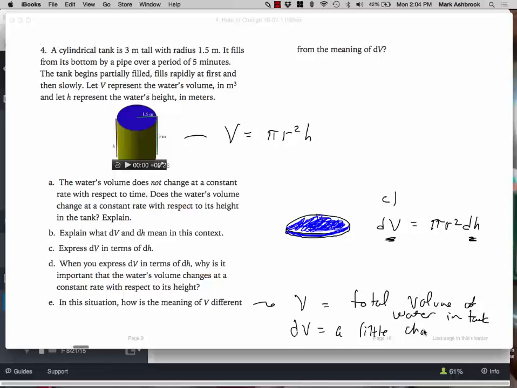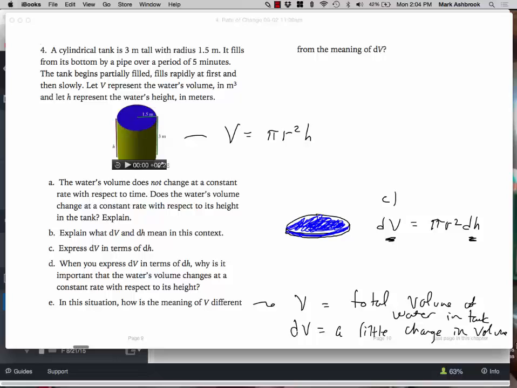Any questions on number 4? Can you ask a question if I lost you, or did I hit on the difficulty in this? Yes, please. What's the difference in the meaning of V versus dV? So differential is what we call it. So how is that different in meaning? V would be the total volume in the tank, and then dV would be a little change in the volume. Other question?